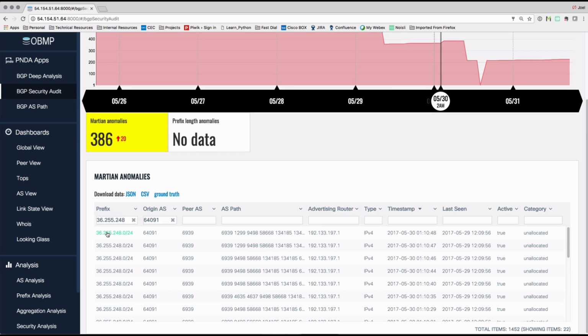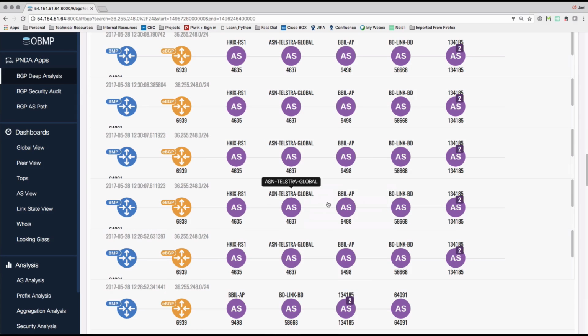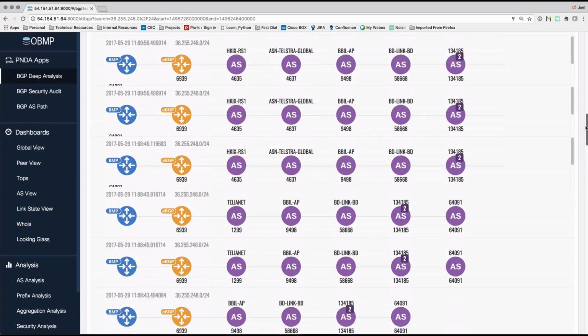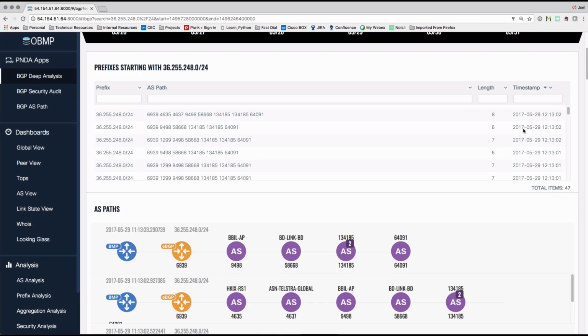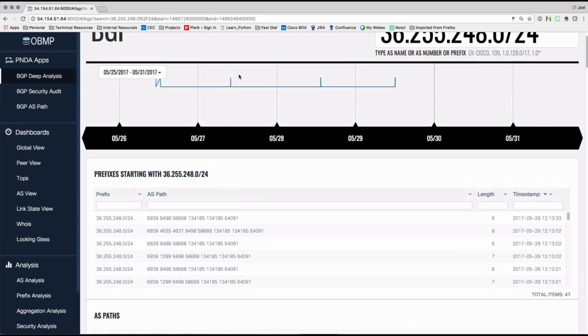With this selected, we can now drill in and look at the observed paths that we've seen over the period of time, and therefore we can understand how this has fluctuated. Here we can see that the AS path length has changed, and our graph here is plotting that path change as it fluctuates between a length of 6 and a length of 8.